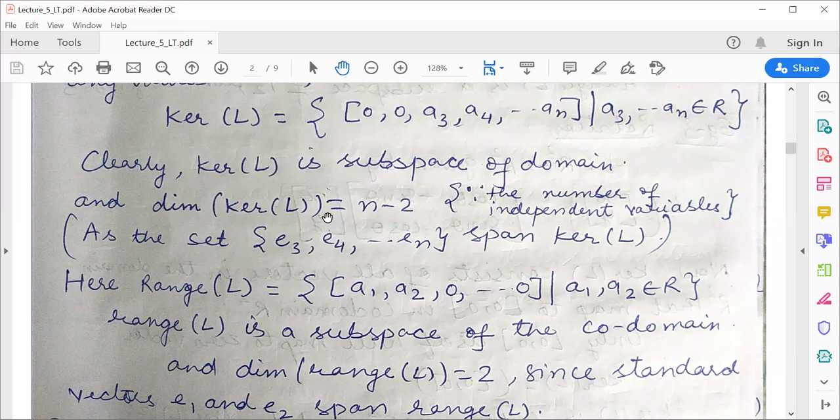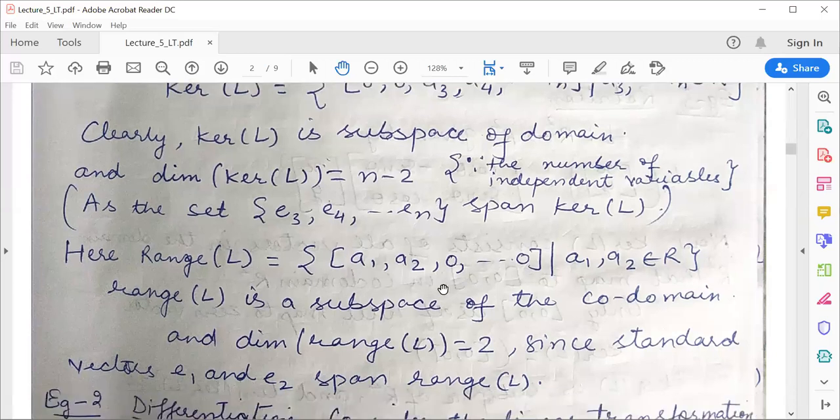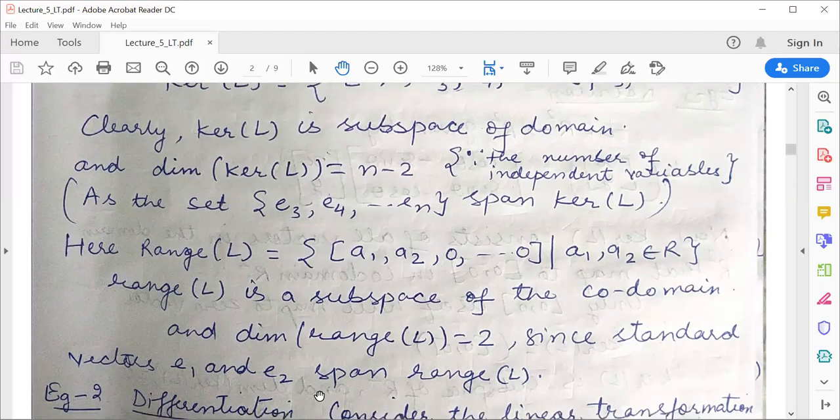Otherwise, a very simple way to find the dimension of any kernel or the range of L is to find the number of independent variables. Here you can clearly see the number of independent variables is n minus 2. Secondly, the range of L is equal to this, because this is how the linear transformation is defined here. Clearly, this is a subspace of your codomain. And now see the number of independent variables here. The number of independent variables here is a1 and a2. So the dimension of the range of this set is equal to 2. Another way around, you can also check that the vectors E1 and E2 will span this range of L. So the dimension is also equal to 2.